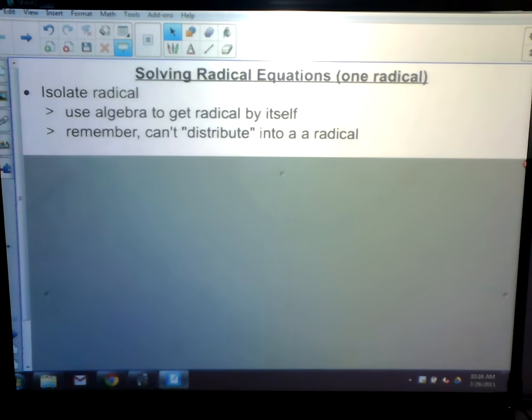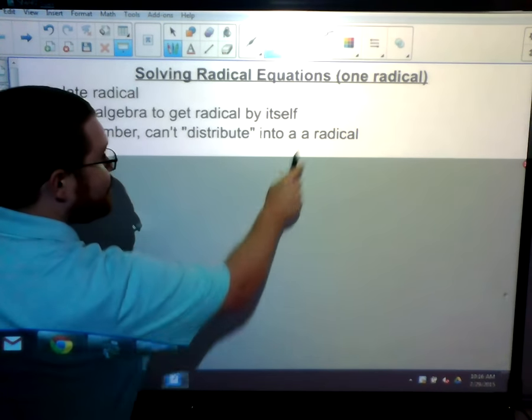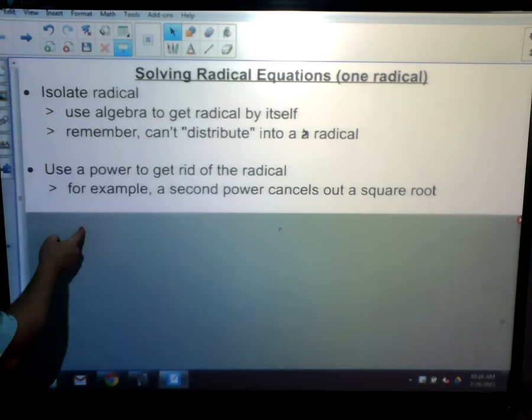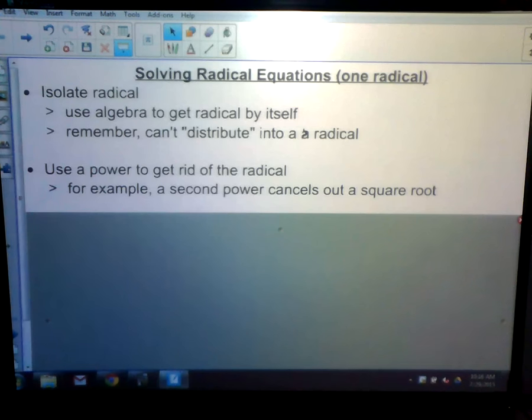That means use the algebra to get the radical by itself, and you can't distribute into a radical. Then use a power to get rid of the radical. For example, a second power cancels out a square root. A third power cancels out a cube root.